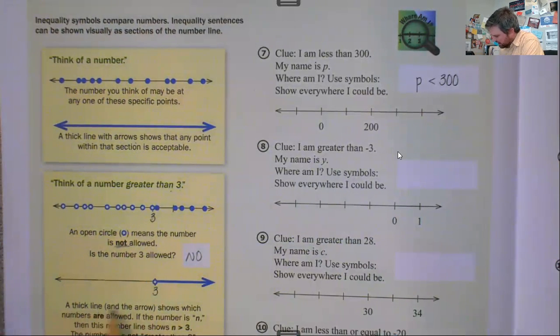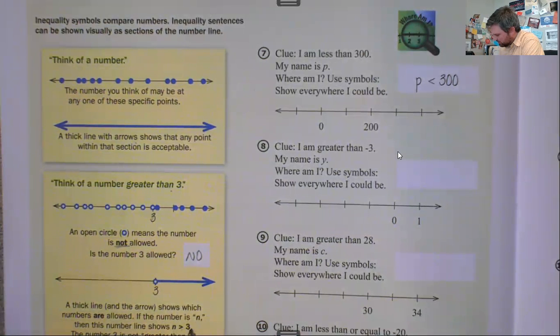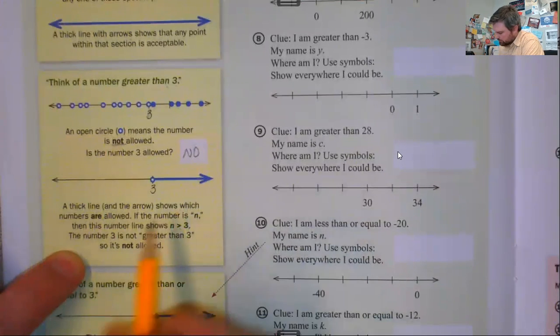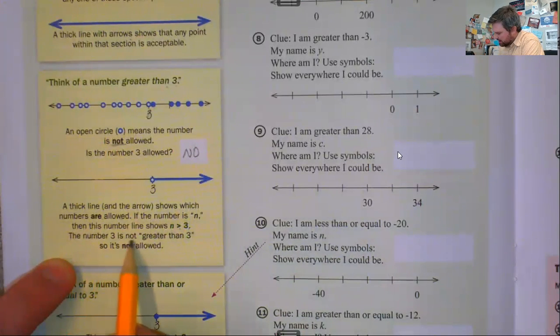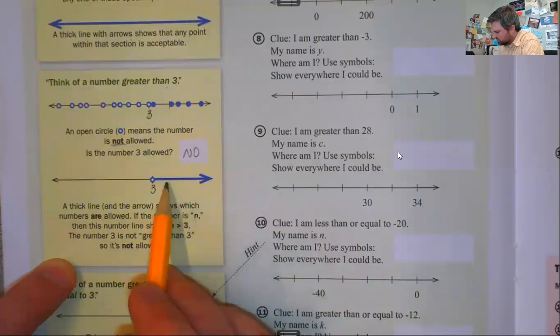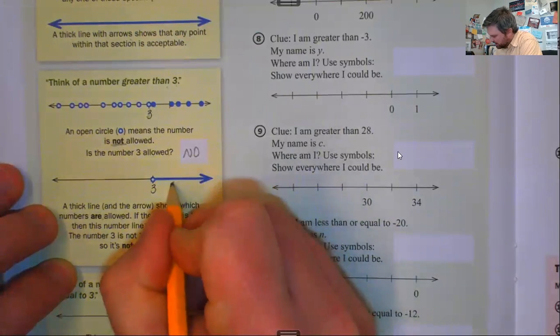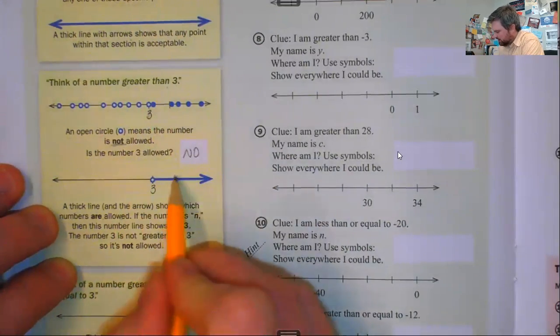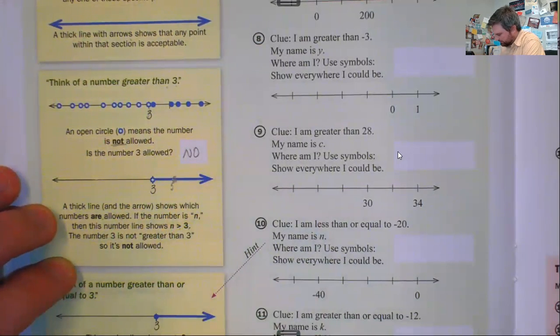A thick line and an arrow shows which numbers are allowed. If the number is n, then this number line shows n greater than 3. You could also use an X there if you wanted. The number 3 is not greater than 3, so it is not allowed. So we got an open circle here, and we got our arrow going this way because I can choose any of those numbers. Let's say I choose 5. 5 is greater than 3, and 5 might be right there, so I can choose it.